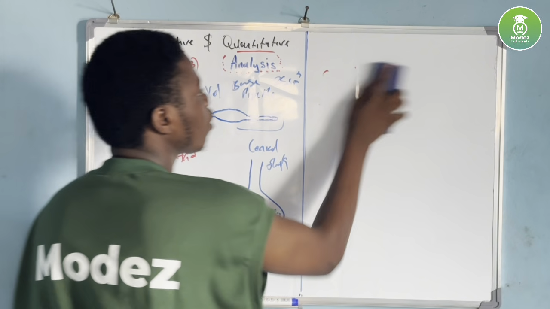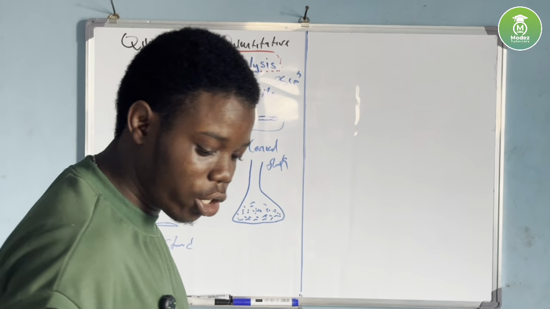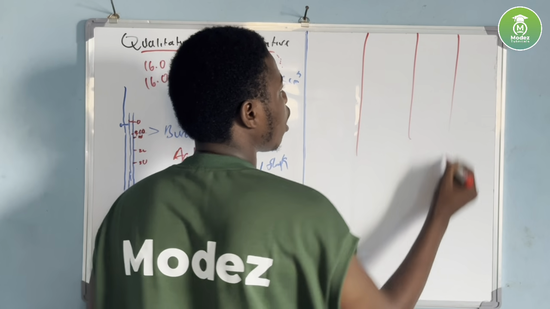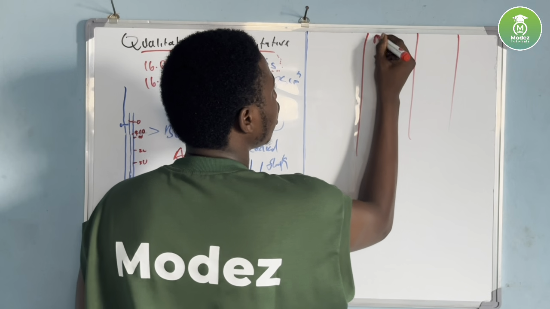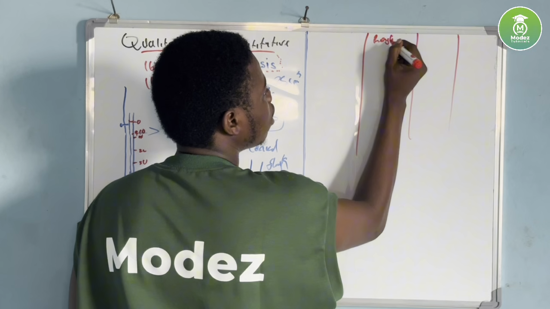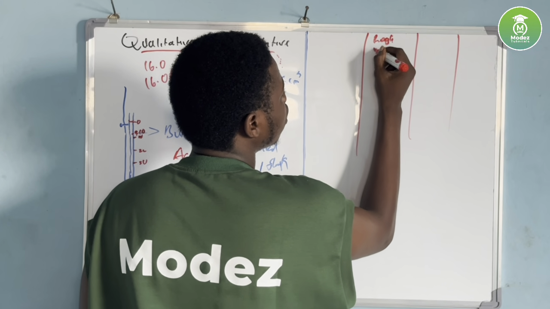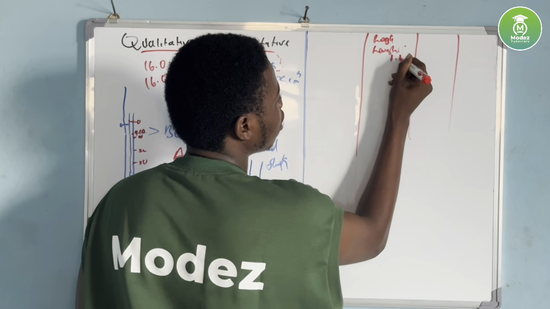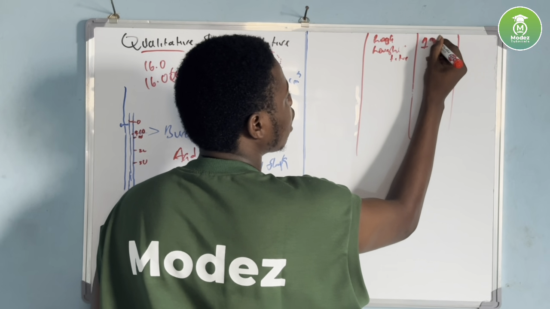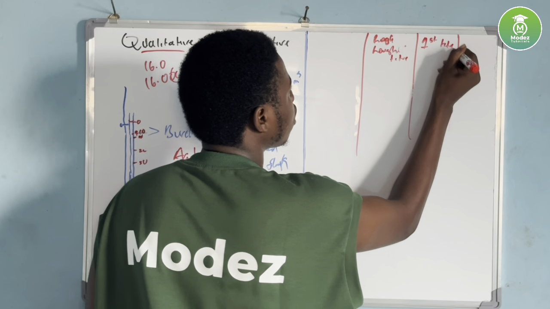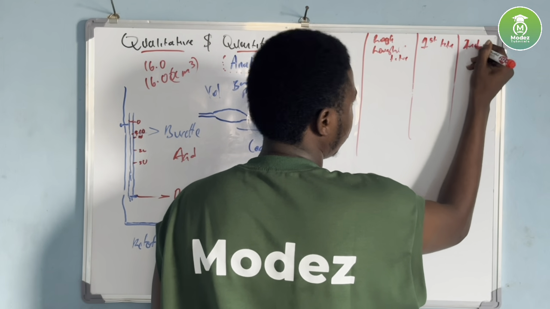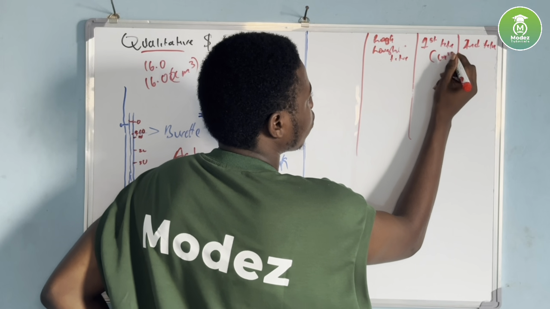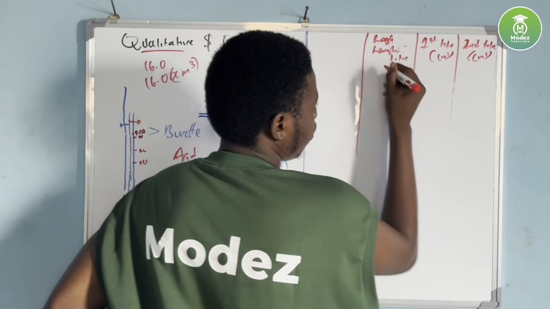Now, when you want to do your titration table, always make sure that you do it this way. At least have a rough titer. Don't mind my handwriting. Then your first titer. Then second titer. All in cm cube, right? Everything is in cm cube.